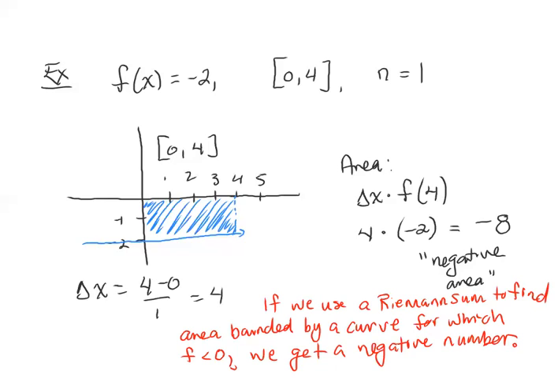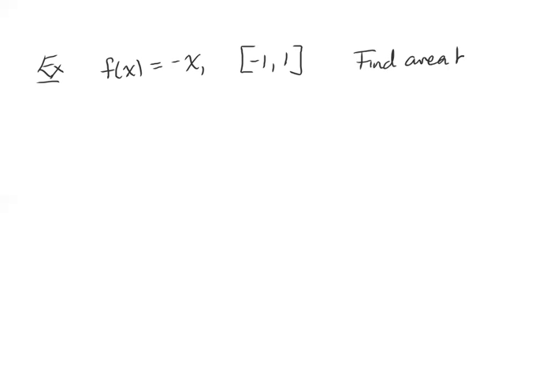Let's do another example. Let's consider the function f of x is equal to negative x, and let's consider it on the interval from negative 1 to 1. And let's just find area. I am not going to worry about calculating it using rectangles right now, but I am going to use function values. Let's find the area bounded by f and the x-axis.